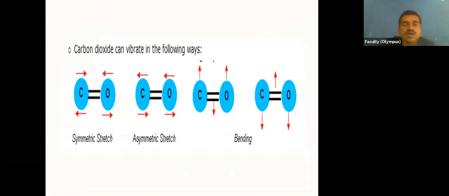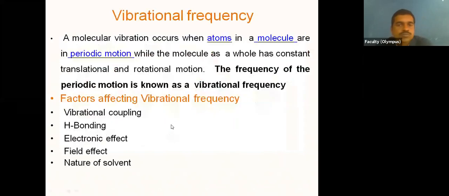Now we will see the carbon dioxide molecule. Sorry, this is the image of carbon monoxide. We see the carbon dioxide molecule, CO2. The CO2 molecule is a linear molecule.